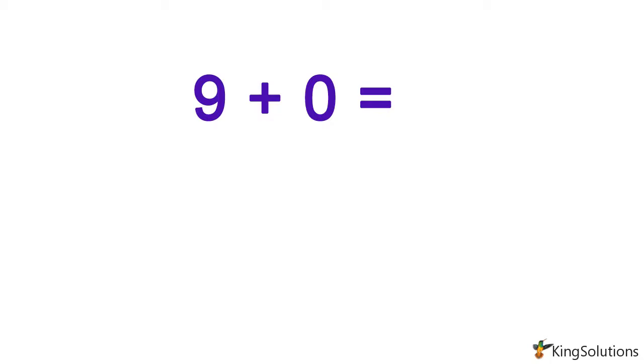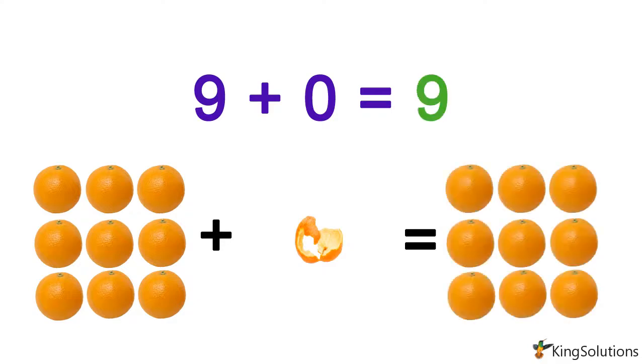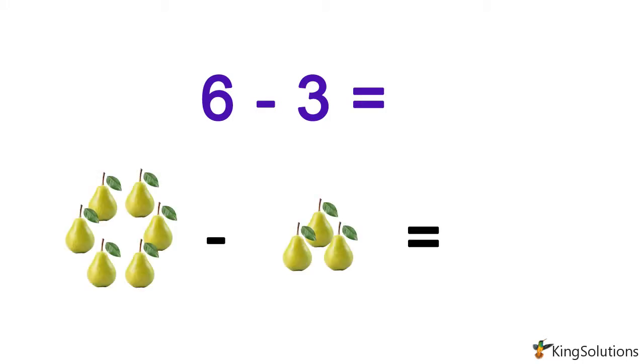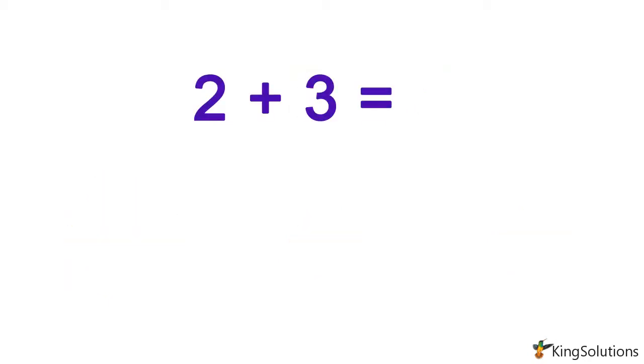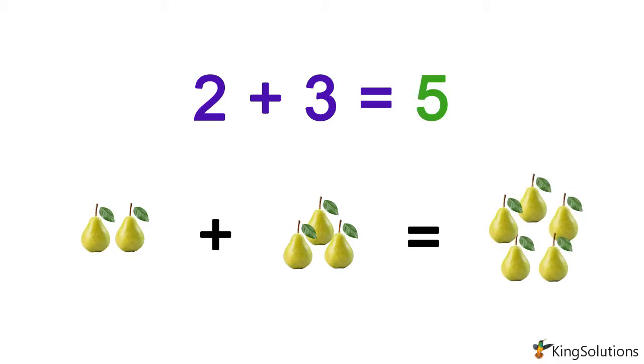9 plus 0 equals 9. 6 minus 3 equals 3. 2 plus 3 equals 5.